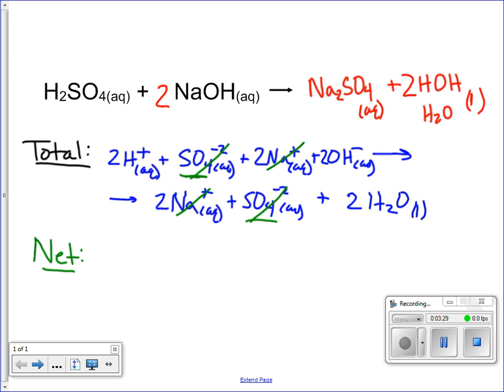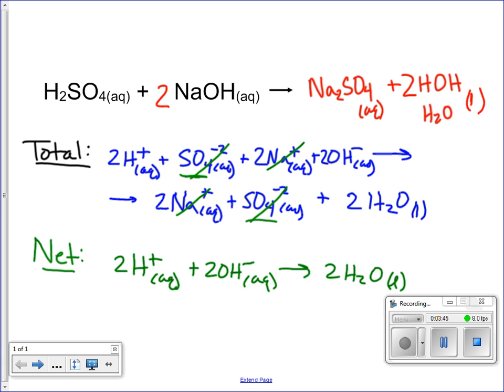So removing those, I simply write out everything that's left over. I've got 2H+, aqueous, plus 2OH-, aqueous, makes my only product that would be left over, the 2 waters, liquid. Now, is this in the lowest reduced form? No. We'd write it out, H+, aqueous, plus OH-, aqueous, makes water, liquid. And this technically would be the right answer. And this would be the same exact thing every single time we react an acid and a base together.